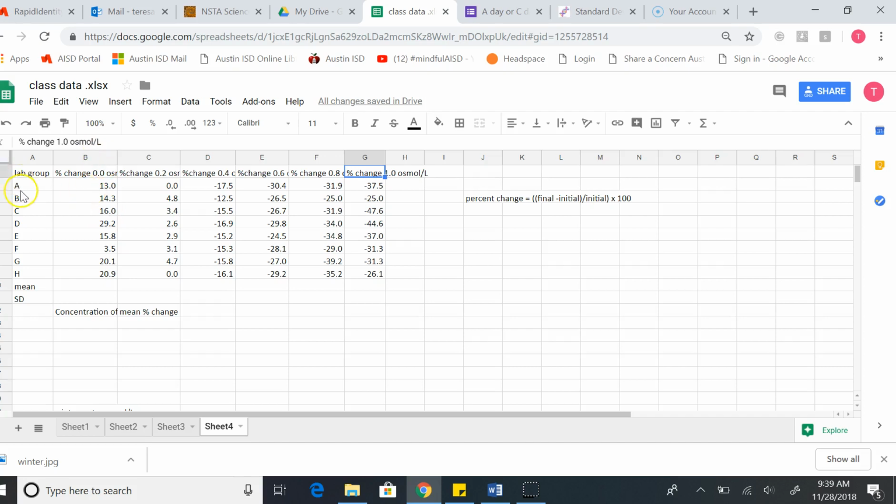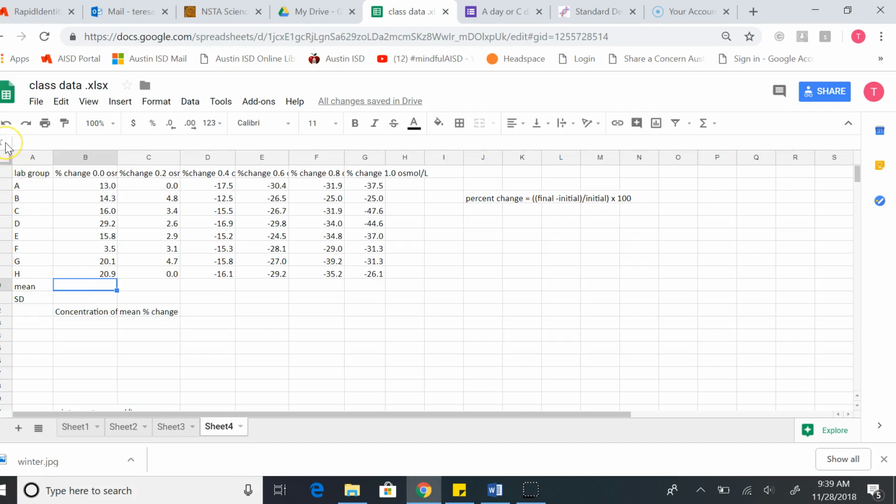So I don't really need the mean of all of their samples going this way because that wouldn't give me useful information. What I want is my average or the mean of all of the potato cores that were put into the distilled water. All of the potato cores put into the 0.2 and so on. And so it's pretty easy to do in Sheets. There's a few different ways to go about it.